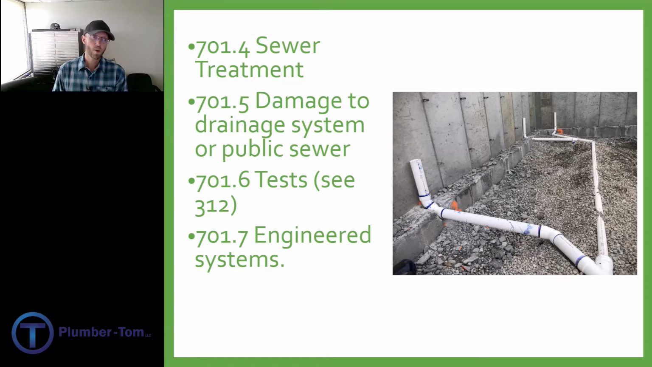701.6 refers us to test and inspections and says, hey, we've already addressed that in section 312, so as far as how to test drainage systems, it's all in there. And 701.7 just mentions engineering systems and that they would have to conform to the provisions of the code.